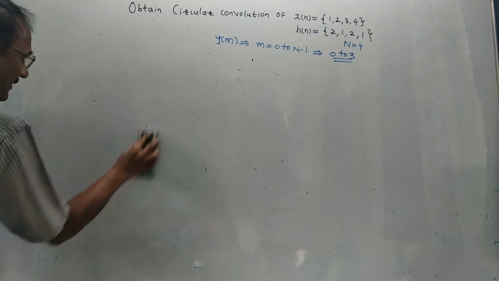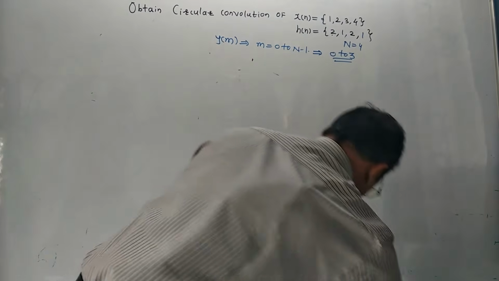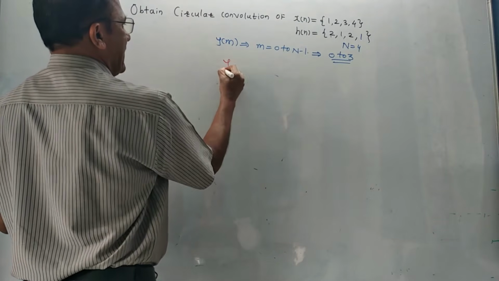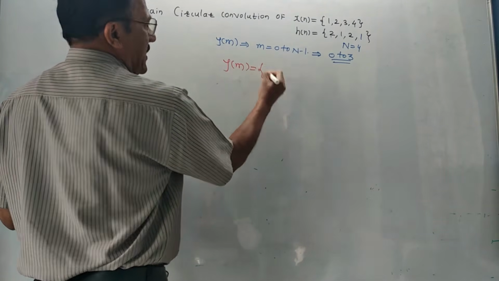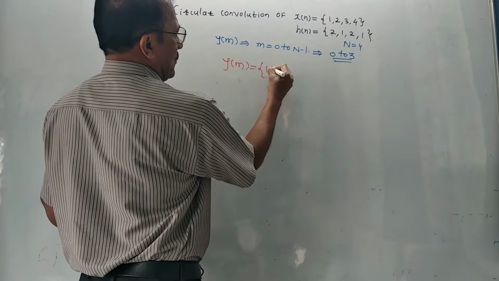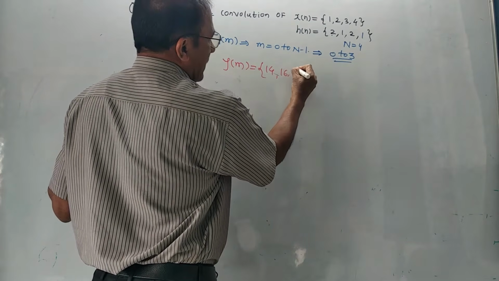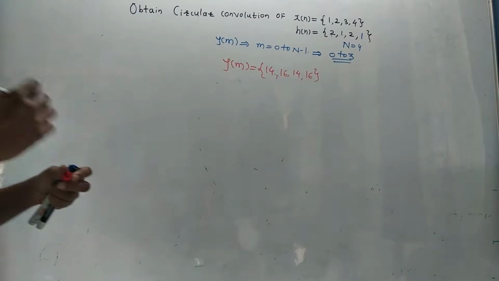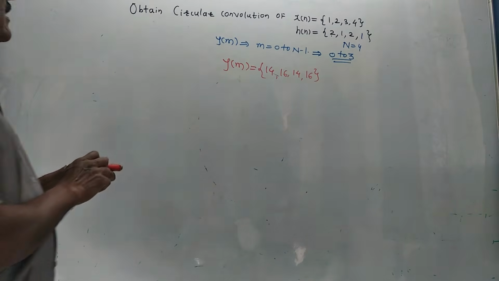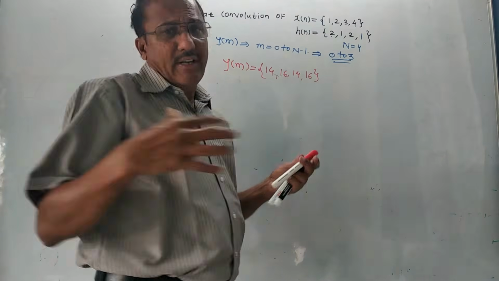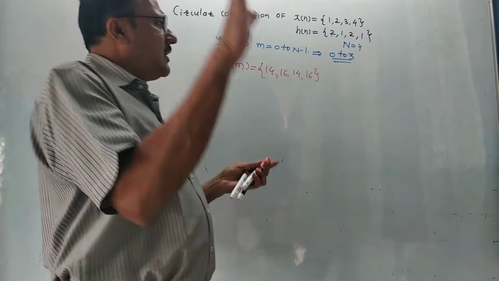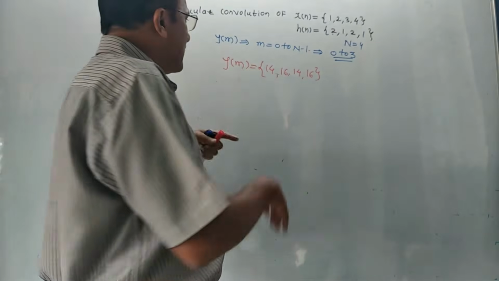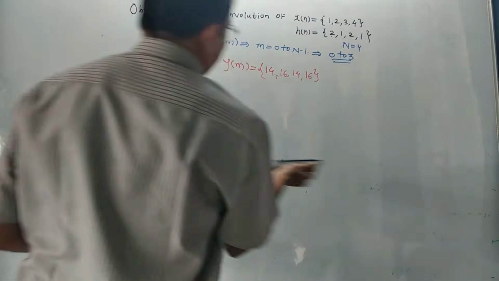Now, after completion of all the calculations, what do you need to do? Write the result of convolution in the form of sequence. That means final answer is y of m is equal to 14, 16, 14, and 16. This is the final answer we got from the graphical method. Dear students, this is somewhat lengthy method. So as I said, if the concentric circle method or graphical method is mentioned, then and only then follow this method. There is one simple method which is called the matrix method.